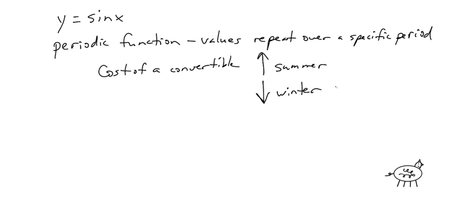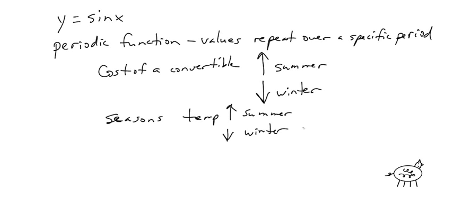Another example is even just seasons. The temperature increases in the summer and it decreases in the winter. But it goes back and forth. Summer's up, winter's back down. Summer up, winter back down. That's what I mean by a periodic function.